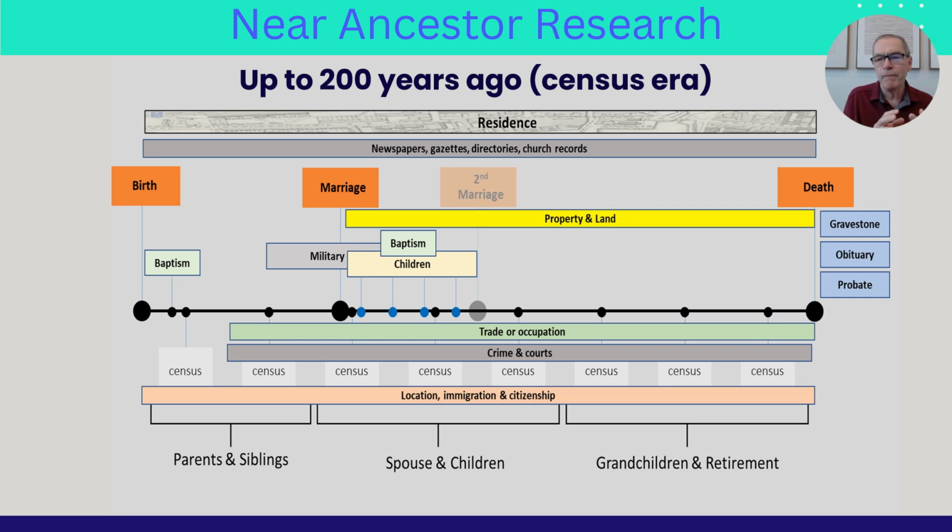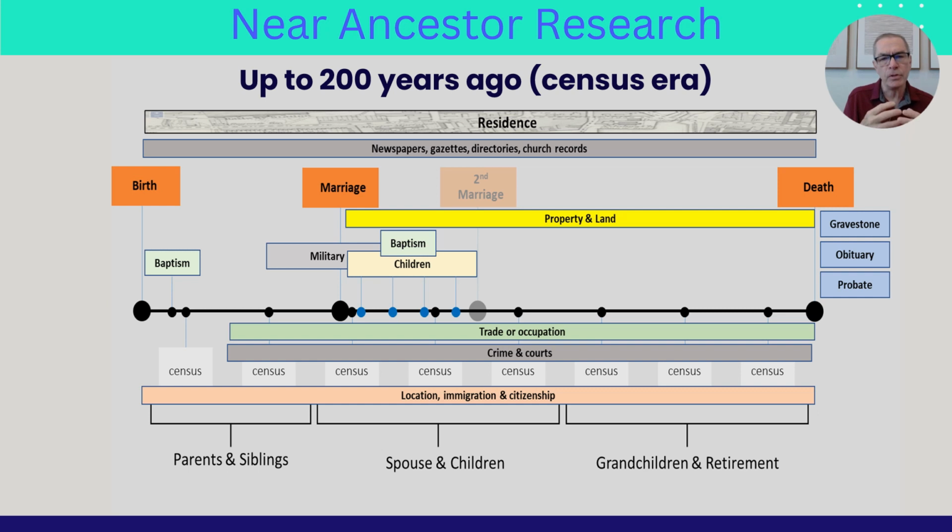Now this will vary a little bit between countries. In England, the first real census was 1841, which was close enough to 200 years ago. In America, some federal and state censuses go back even earlier. But what we can do is we'll often have a treasure trove of information here.